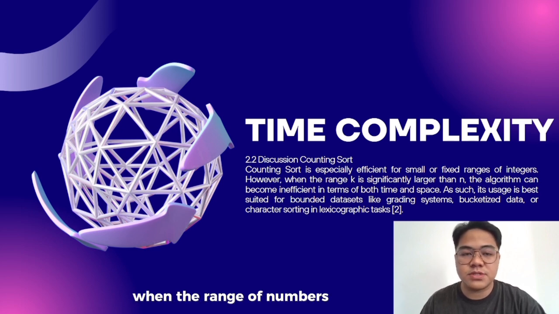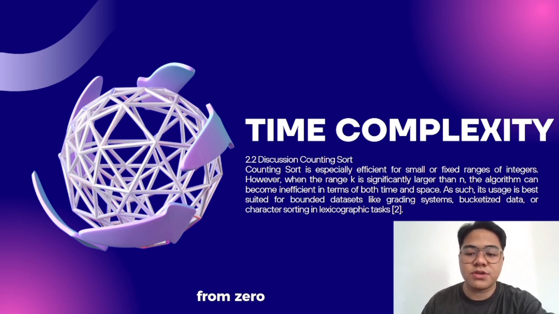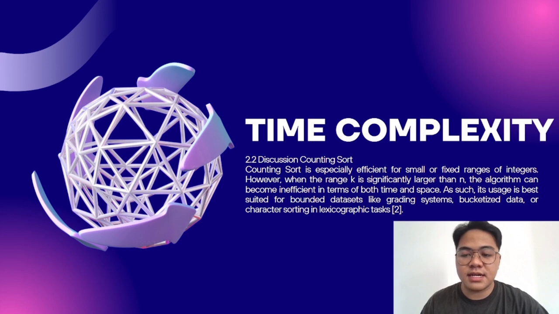When the range of numbers k is small, it works well. But if k is much bigger than n, like sorting 10 numbers from 0 to 1 million, it uses too much time and memory. It's best used for sorting grades, sorting characters like in text, and buckets of data with known ranges.